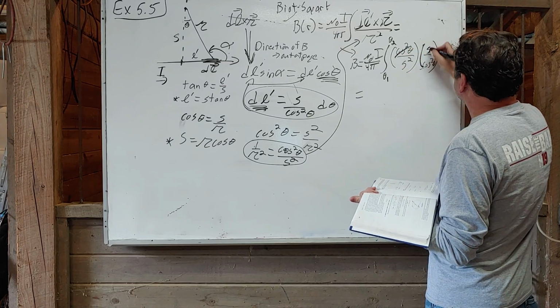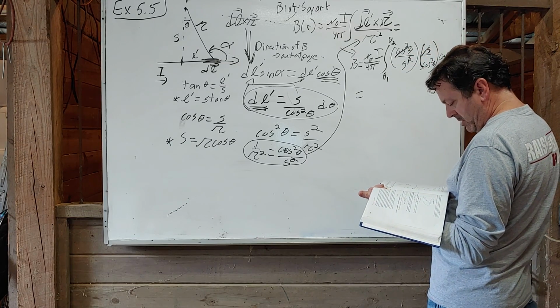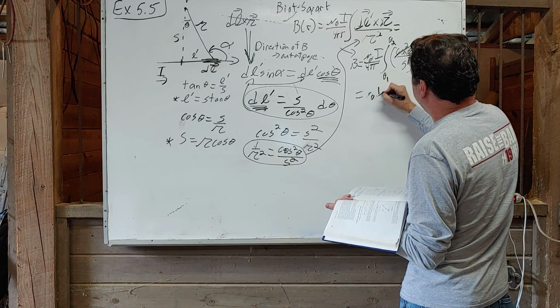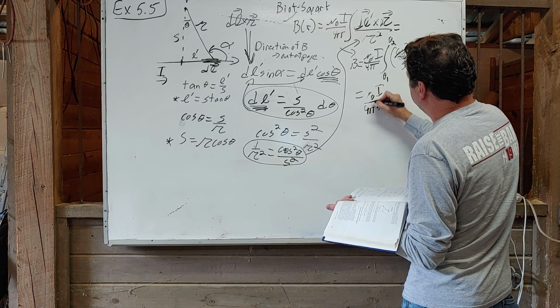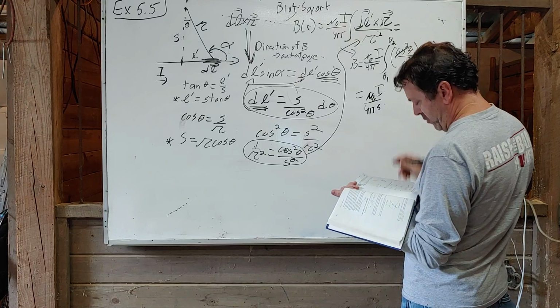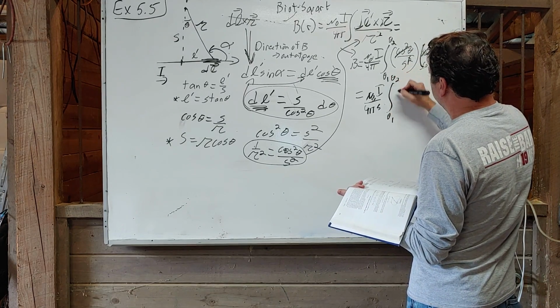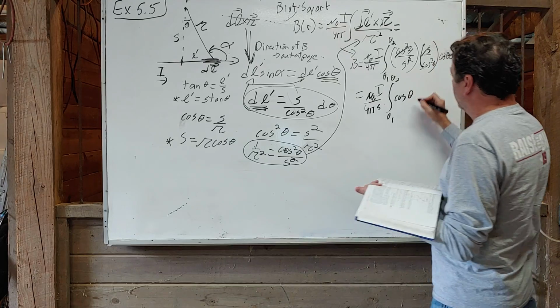Okay, we can mark some stuff out here. One of those cancels. And S is constant, so we can say this is really mu naught I over 4 pi S, integral from theta 1 to theta 2 of cosine of theta d theta.